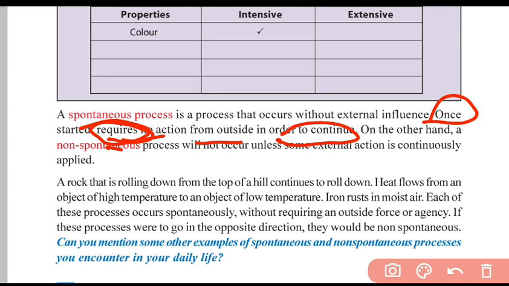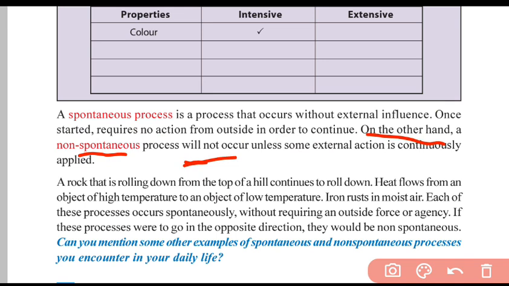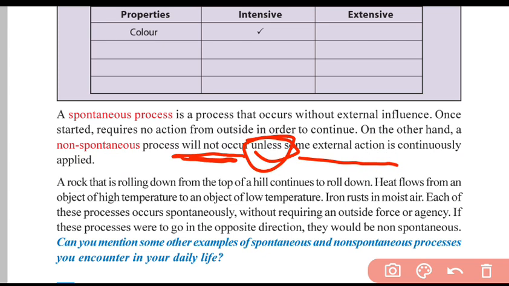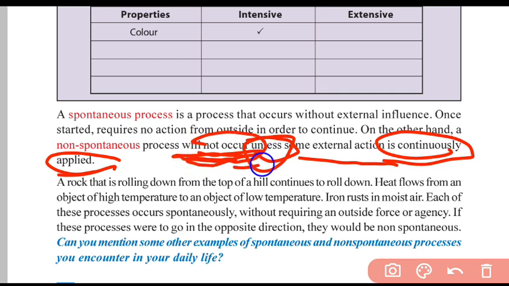A non-spontaneous process will not occur unless some external action is continuously applied. Will not occur unless without some external action.